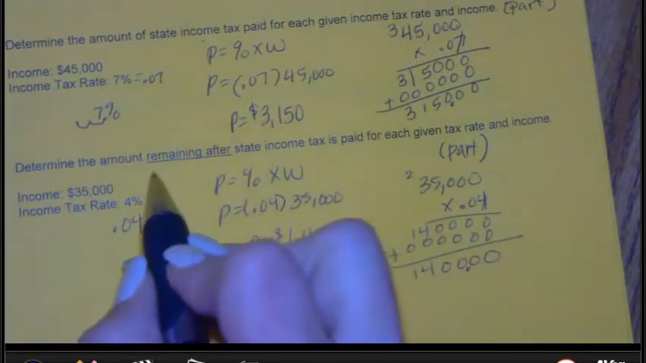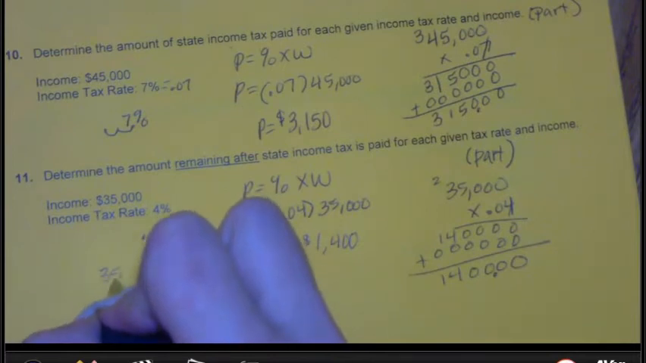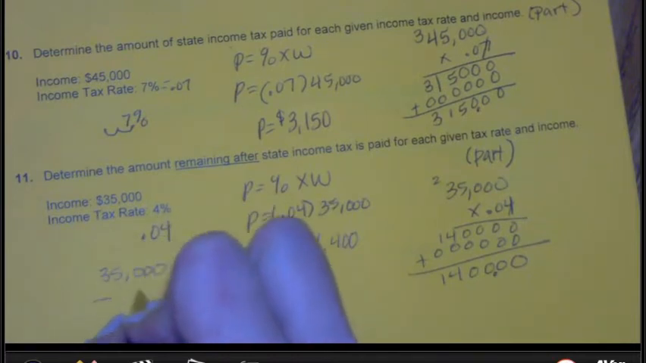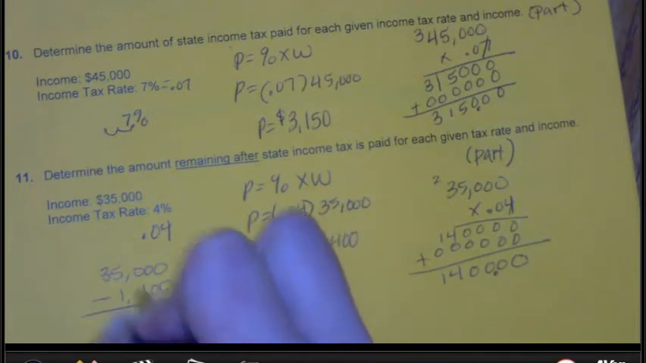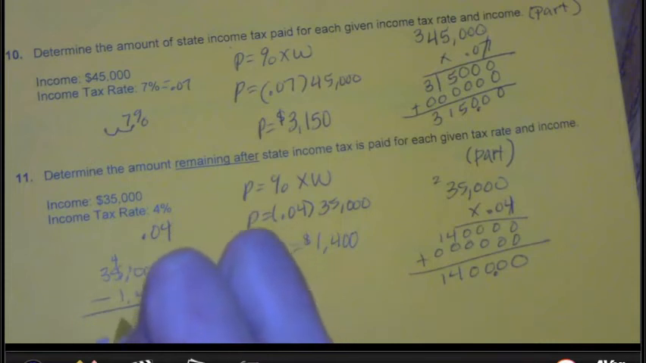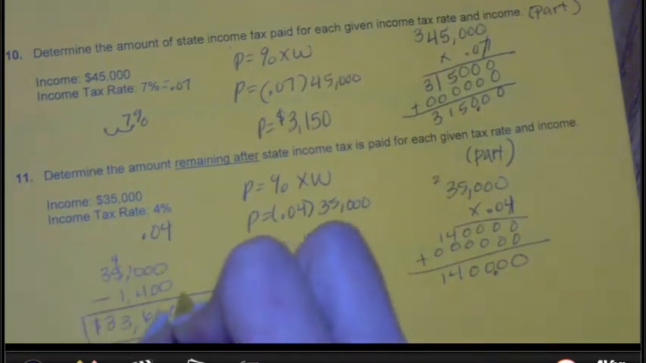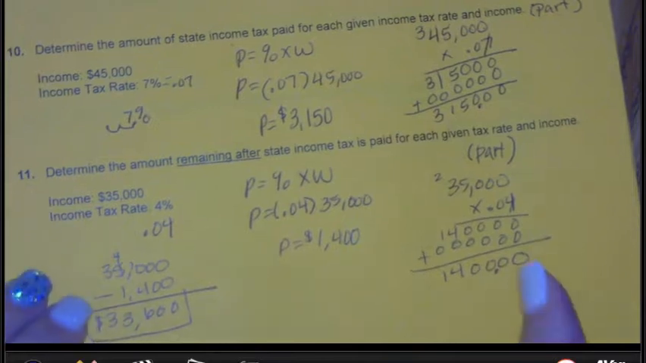I want to know what is remaining after I pay the taxes, meaning I need to subtract my 2 numbers. So 35,000 minus 1,400. 0, 0. I need to borrow, carry. 10 minus 4 is 6. 4 minus 1 is 3. 3. What is remaining is 33,600.